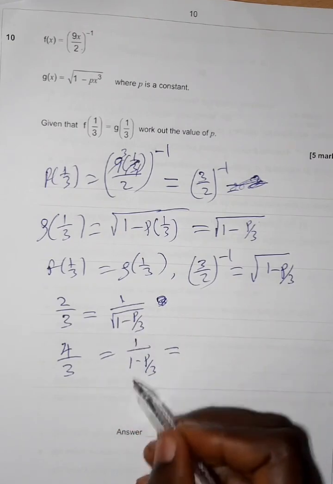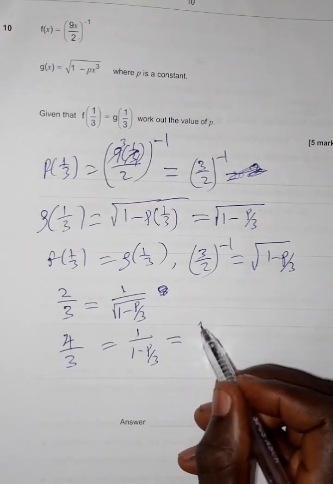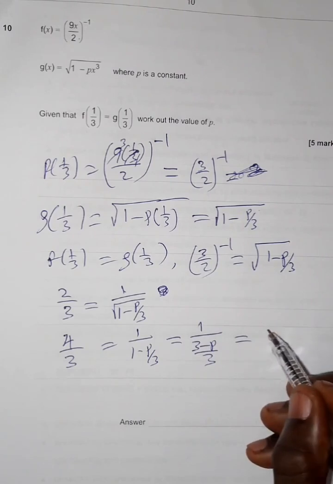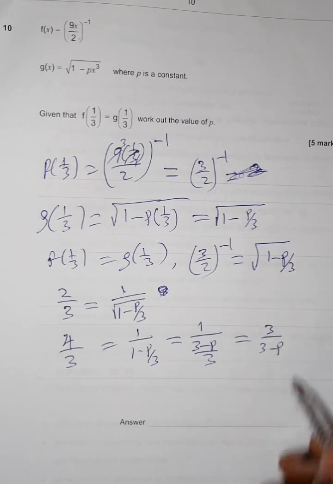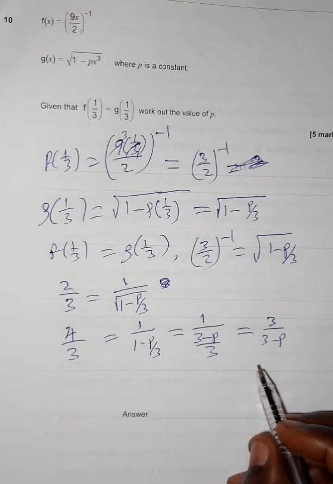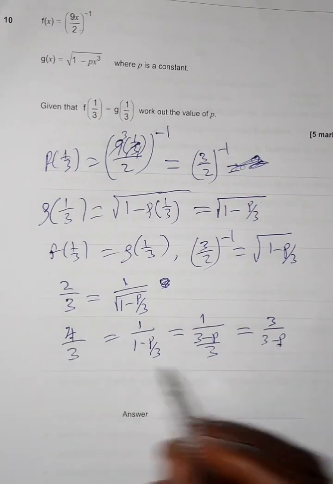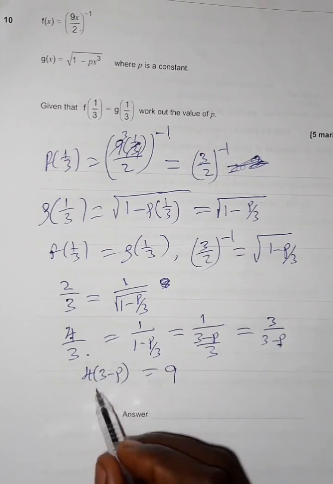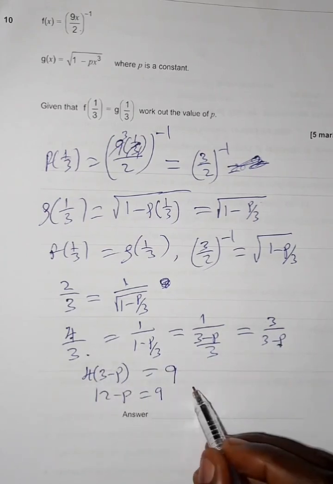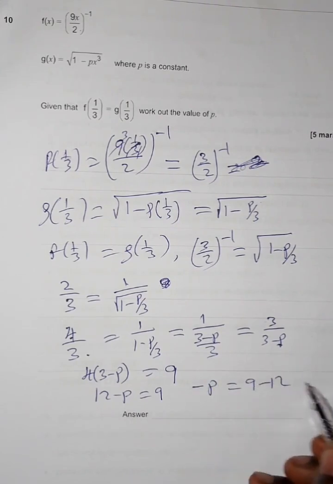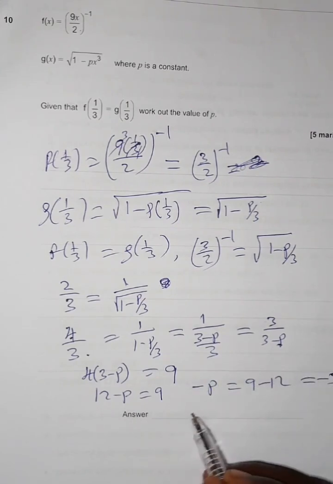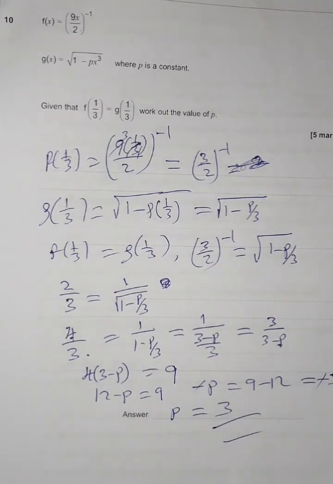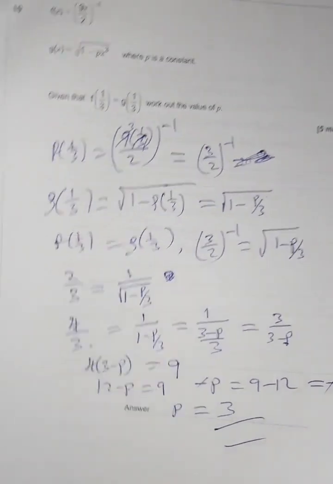So this, I will take care of this first. So this will give us 1 all over 3 minus p over 3, which is the same thing as 1 all over 3 minus p. So by implication, this will be 4 open bracket 3 minus p equals 3 times 3 is 9. So this is 12 minus p equals 9. So minus p equals 9 minus 12. This will give us minus 3. And then our p will be equal to 3, as our final answer. Isn't this fun? Actually, this is fun. All right, I will soon round up.